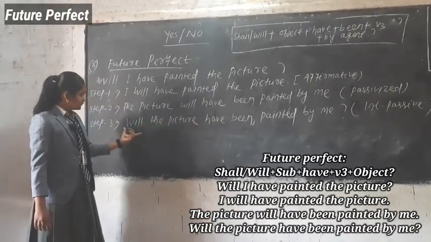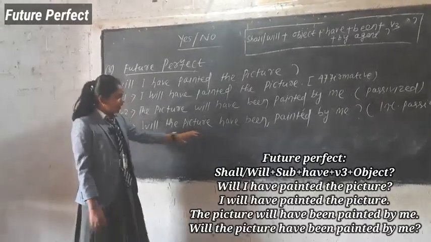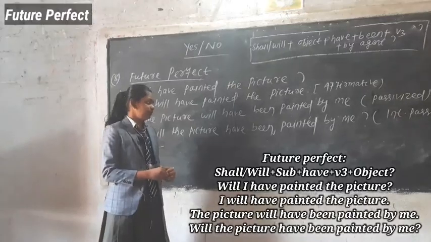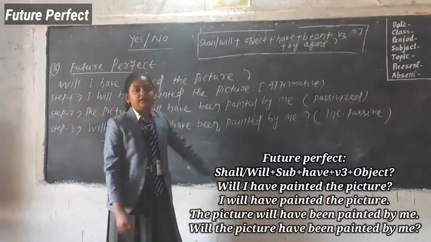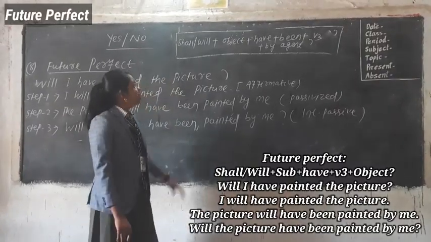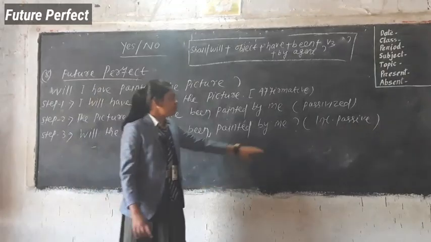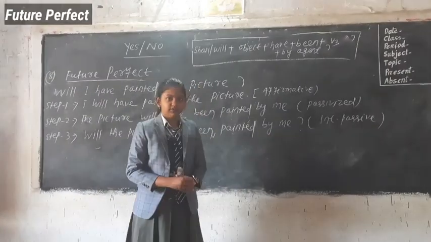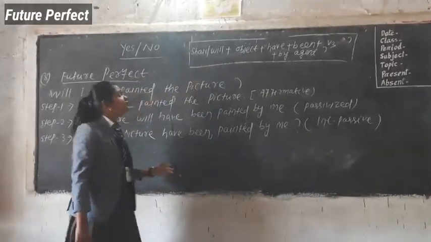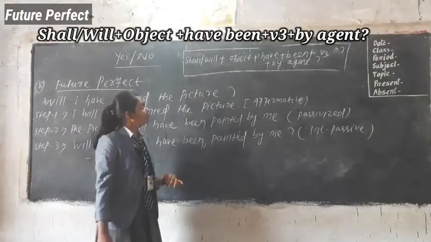So the picture is the subject. Will, shall or will, is the auxiliary verb, and have here is also the auxiliary verb. Been, painted, the verb 3 form, and by agent, that is by me. So we always need to remember that we are doing the interrogative form, so we always need to add a question mark.